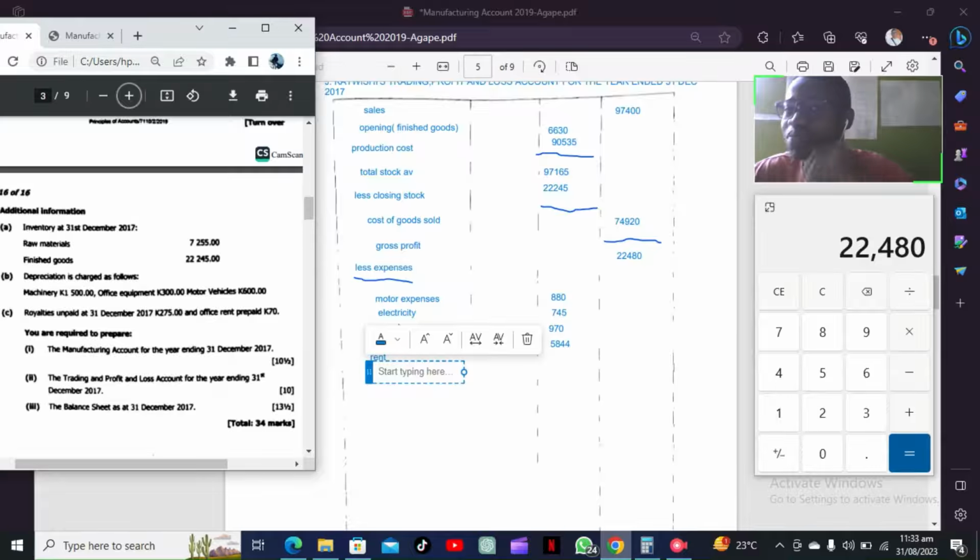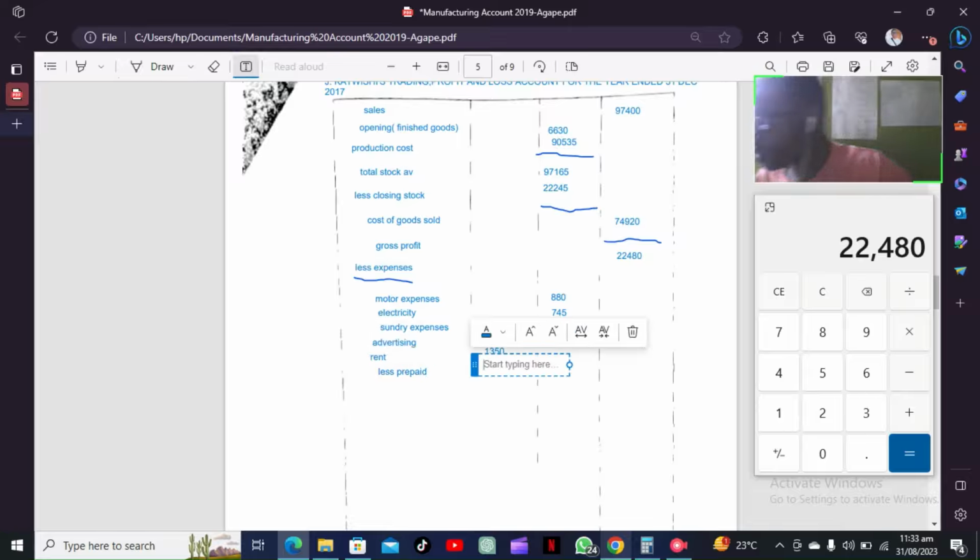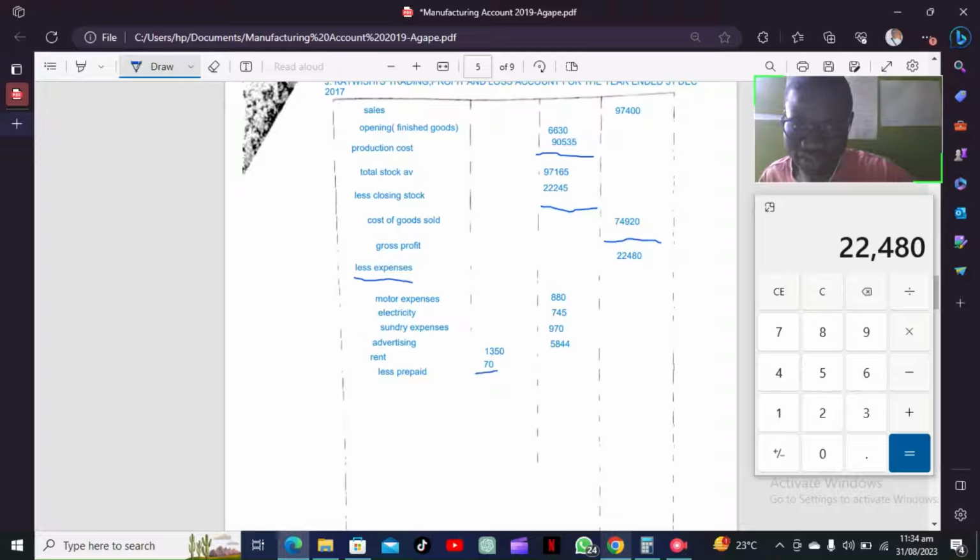I repeat, when something has been prepaid, meaning it was paid for in advance. So what we do in here, we're going to remove that figure that was already paid for. Then if it was owing, we add it because the business has to pay for it. So now here we're going to say less prepaid because it was paid in advance. So we need to say less prepaid or paid in advance, same words. So less prepaid. How much was the prepaid for rent? So the prepaid for rent was 70 kwacha. So we're going to write 70 kwacha.